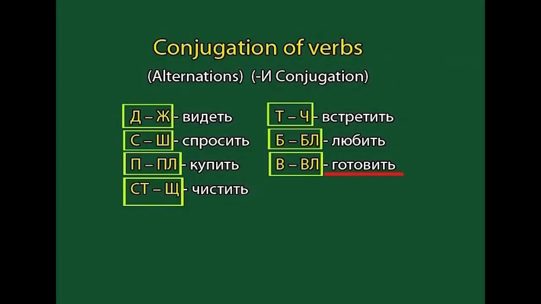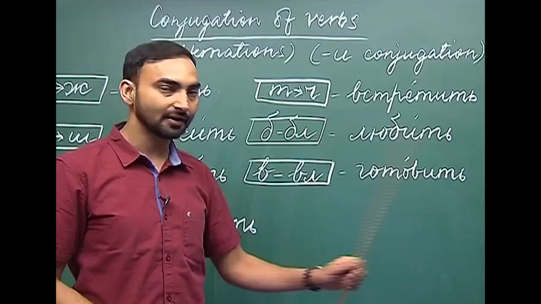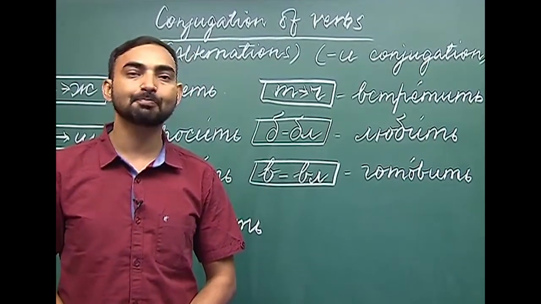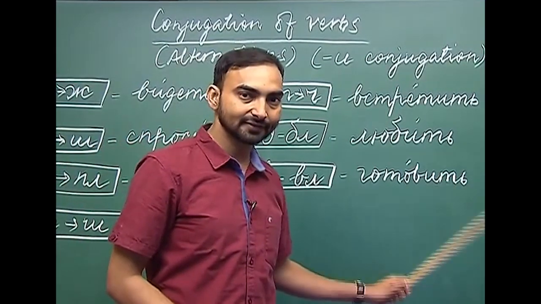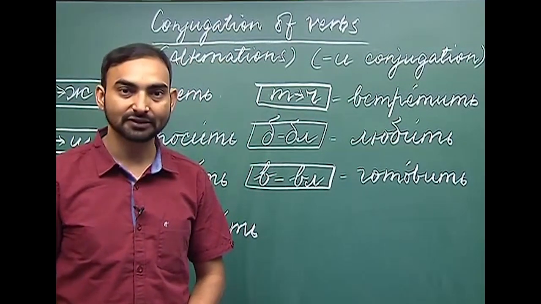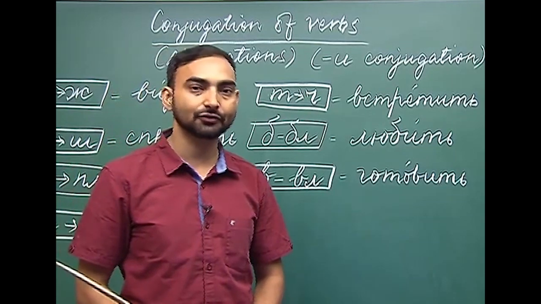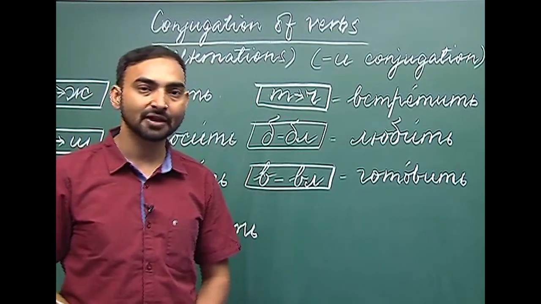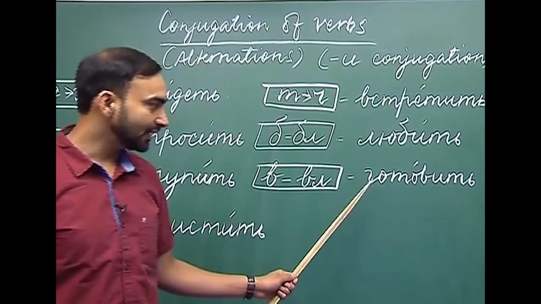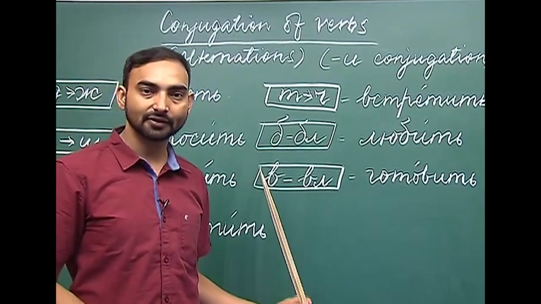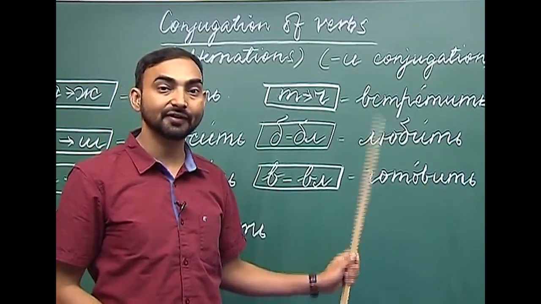Next is ver changes to ver and l, like gatovit. Gatovit is to prepare. This is the imperfective aspect, and what is the perfective aspect? Prigatovit. So, how will we conjugate gatovit? Ya gatovliu, ti gatovish, onana gatovit, mi gatovim, vi gatovice, ani gatovyat. So, here also we are using this alternation in the first person singular number with ya.